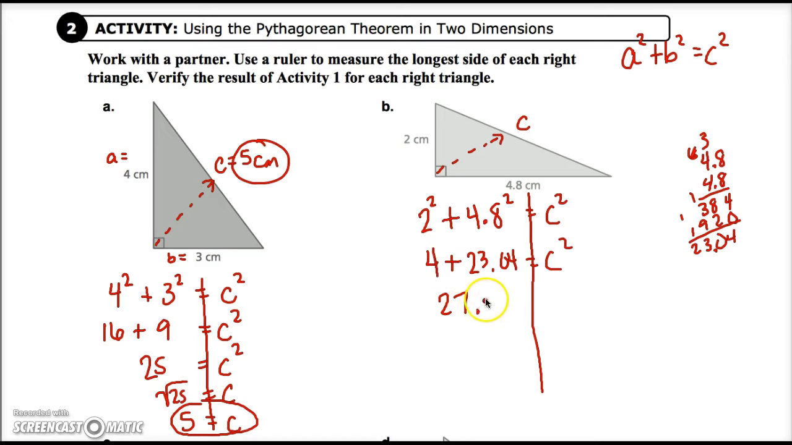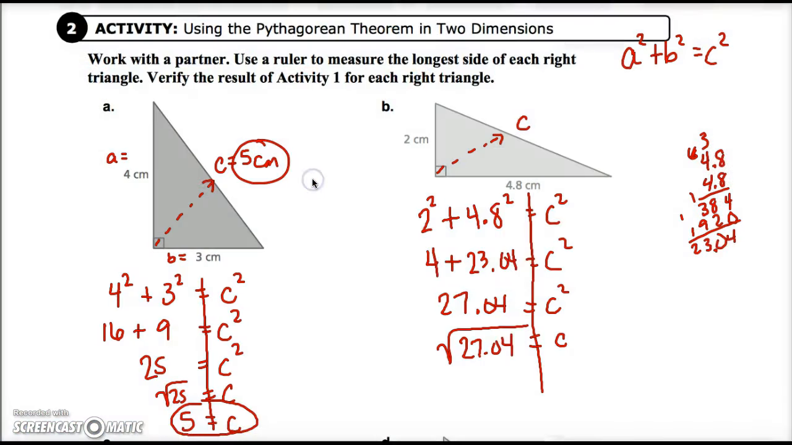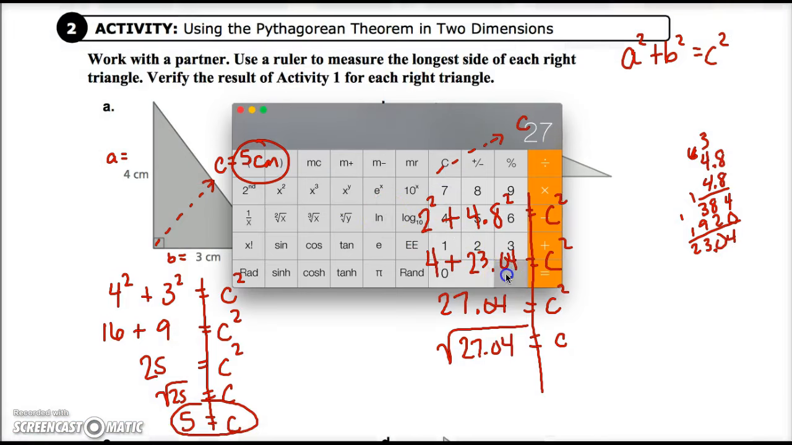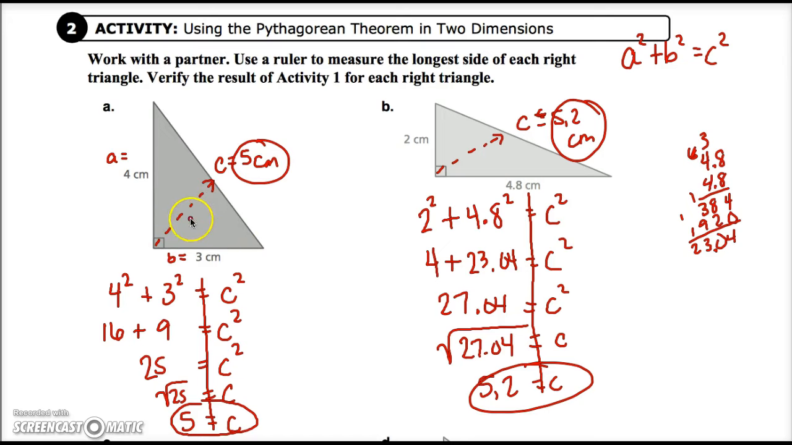Add these together, you get 27.04 equals C squared. And then remember, I don't care about C squared, I just want to know C. So we need to take the square root of 27.04. So if I pull out my calculator here, and I take 27.04, square root it, you get 5.2. So my length of C is going to be 5.2 centimeters. Okay, so again, it's just a matter of plugging numbers into the equation and solving it, but you have to know which side C is going to be. That's always going to be opposite from your right angle.